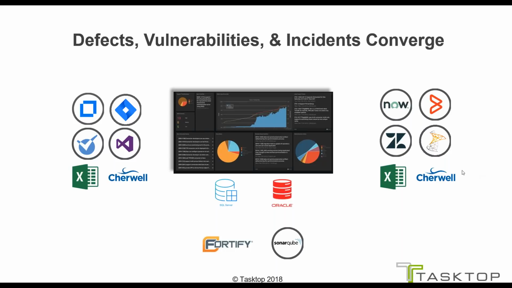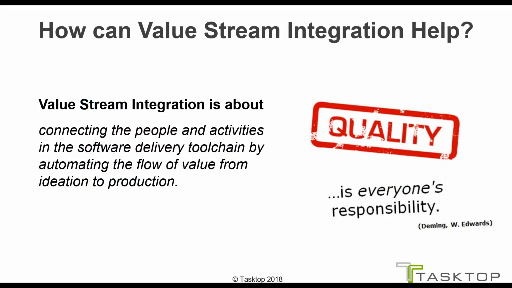You want the incidents to feed over. You want the bugs that you're identifying in ALM, Jira, VSTS, SmartBear, QA Symphony. There's a lot of different tools on the market today, but you want them to be able to feed into a centralized data store so you can start to calculate this DDP in a real-time basis going forward. Okay, so how does value stream integration help?